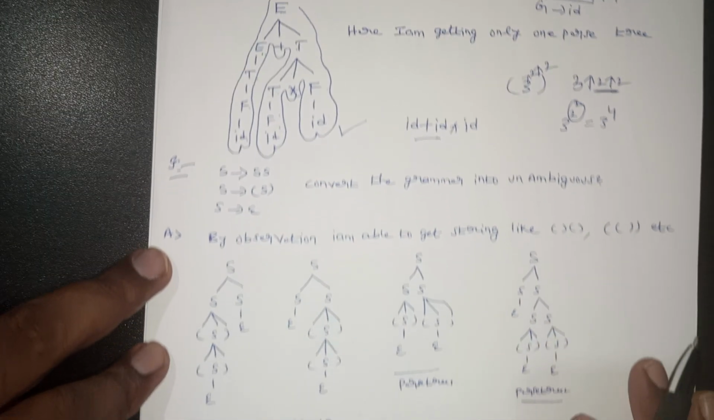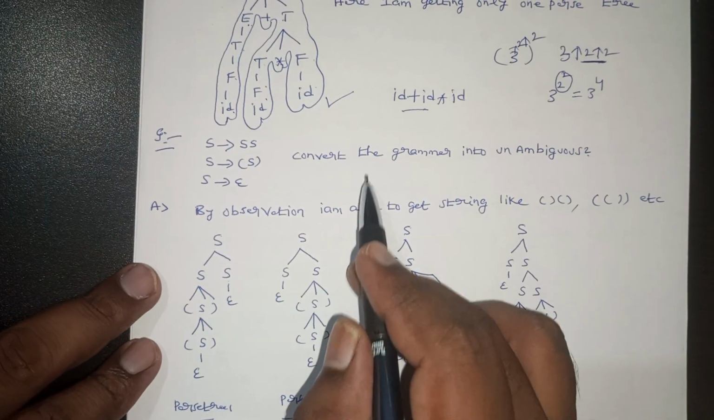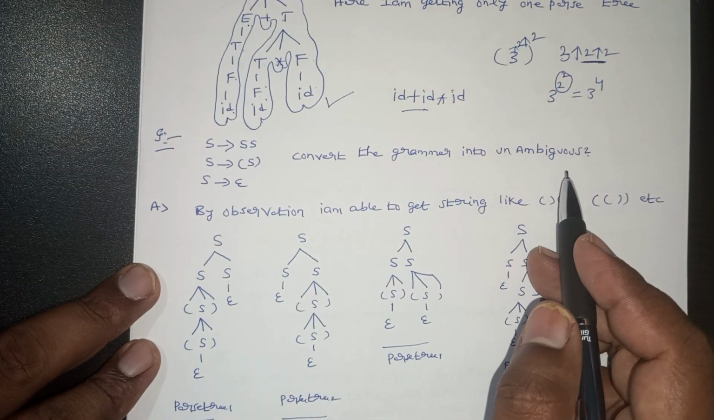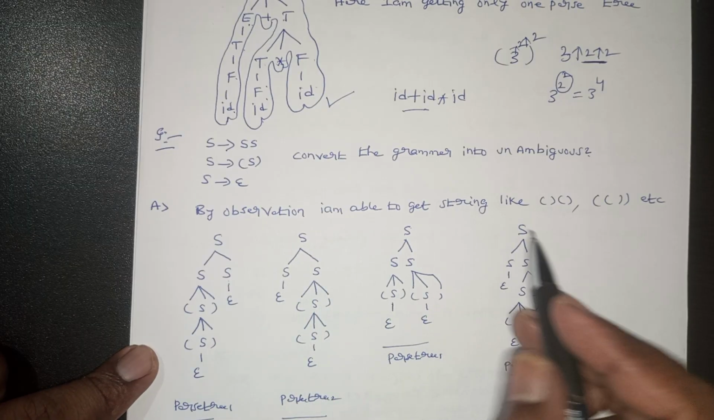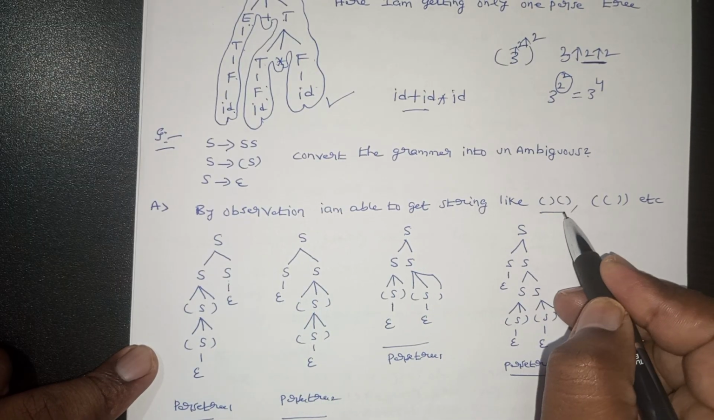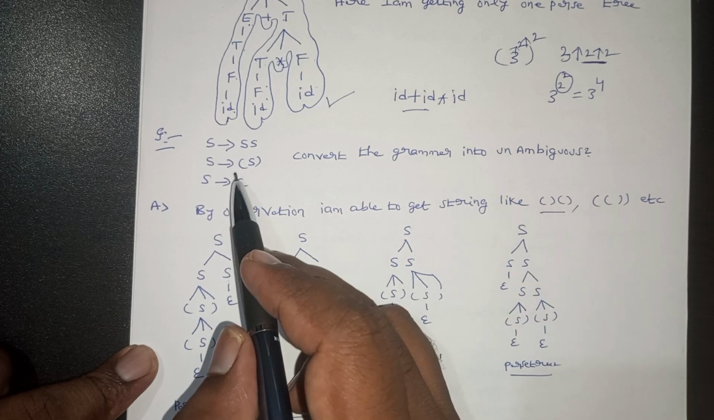Now take one more example here. Now convert the grammar into unambiguous grammar. Now I am taking, by observation I am able to get strings like this, this is one string I am able to get from this grammar.